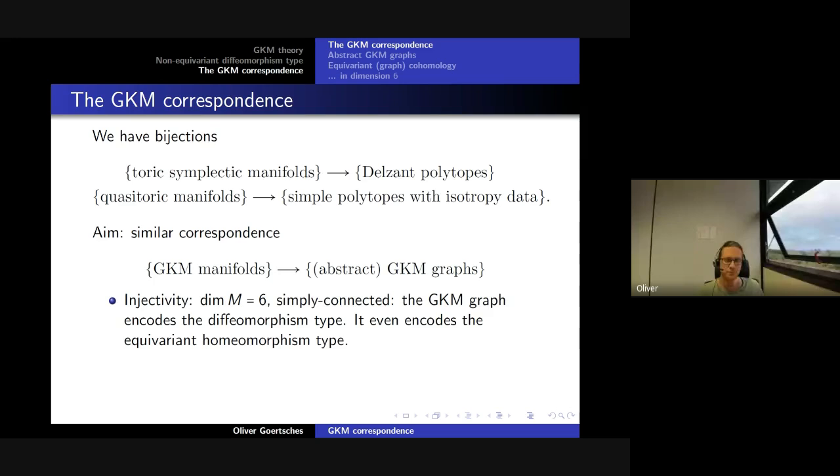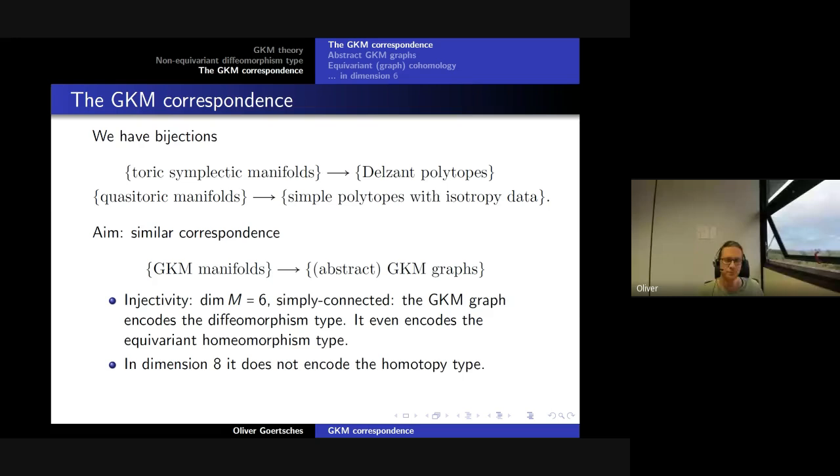And I will say a little bit about the fact that in this dimension, it even encodes the equivariant homeomorphism type. We do not know about the equivariant diffeomorphism type, but it does encode something equivariant, namely the equivariant homeomorphism type. We also know, and this is something I do not want to speak about today, that in higher dimensions all of this does not work anymore. Together with the same co-authors, we found an example of two 8-dimensional GKM manifolds with the same GKM graph, but the manifolds that are acted on are not even homotopy equivalent.